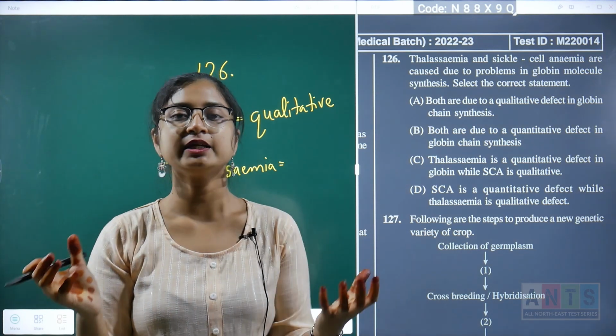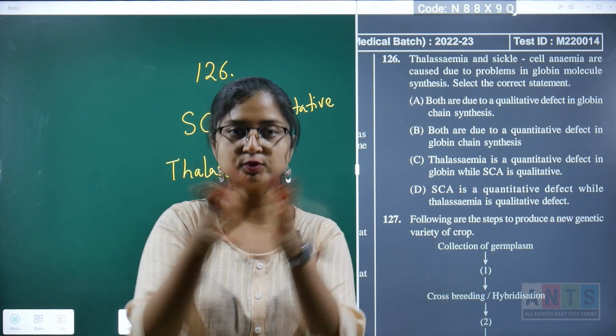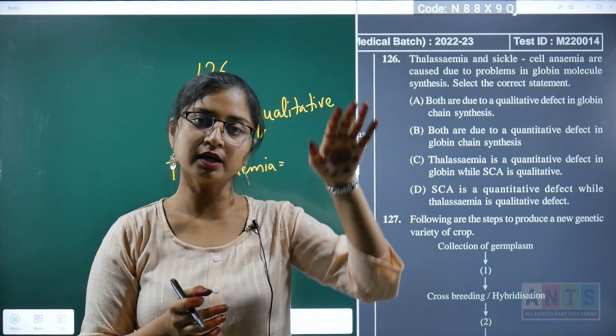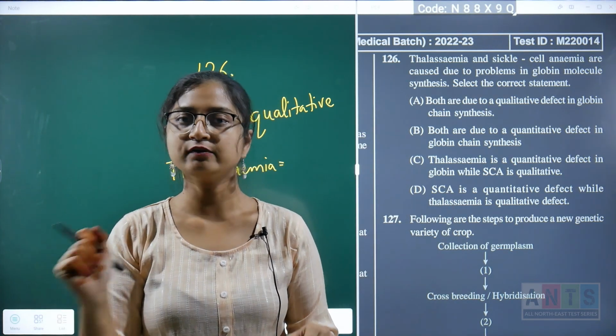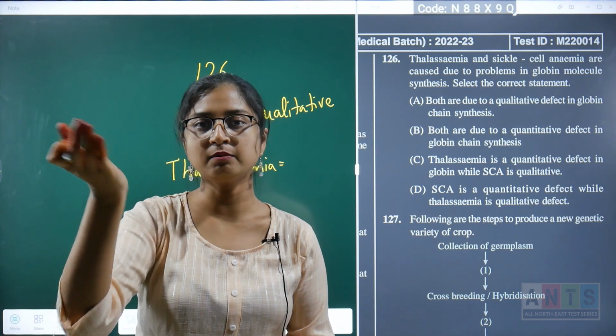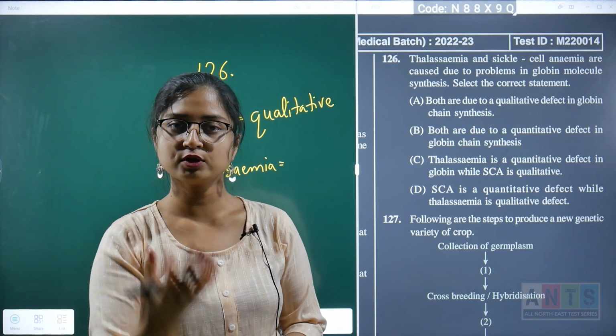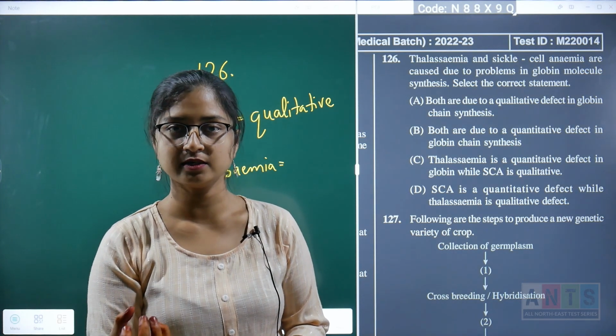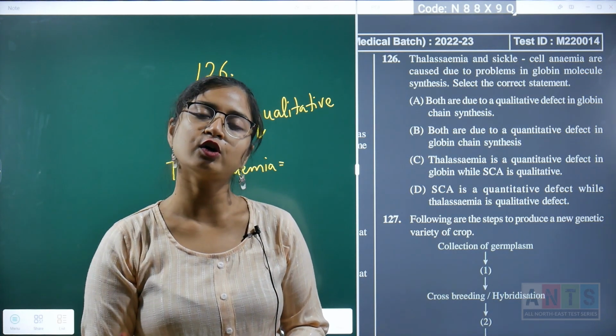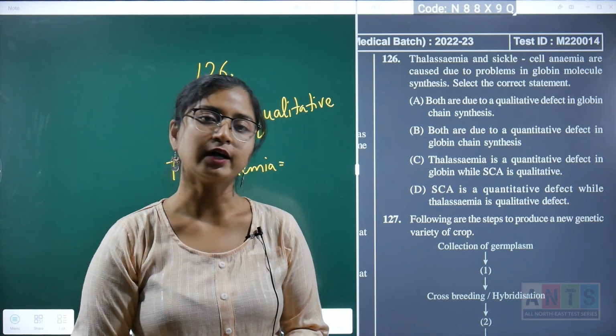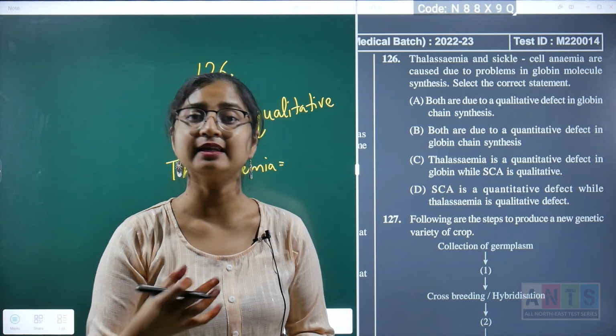Because whatever alpha and beta globin was being made, they were supposed to come together. But if the amount of alpha globin decreases, respectively what will happen? The beta globin amount seems to have been increasing. So all these beta globin molecules will start to accumulate in the RBC. Continuous accumulation of the other type of globin will result in eventually cell lysis.